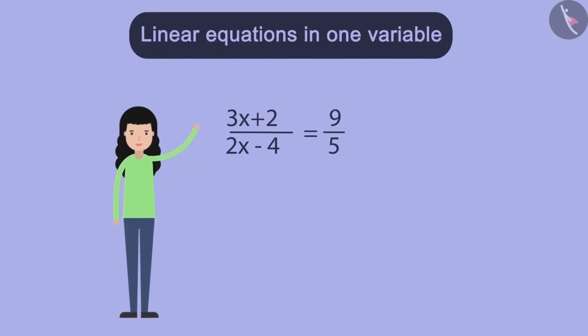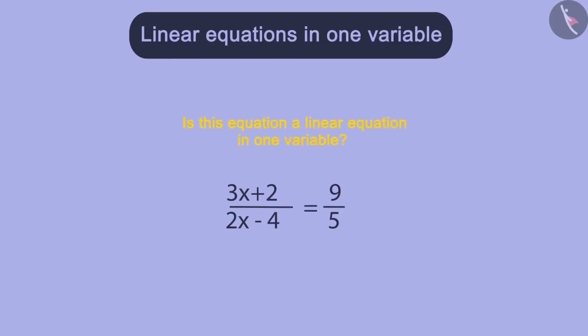Seema has been given this equation, and she is asked whether the equation is a linear equation in one variable or not. Now, as you can see, in the entire equation, only one variable x is present. So we can say that this equation is definitely an equation in one variable. But variable x is present both in the denominator and the numerator on the left-hand side. So, is this a linear equation in one variable? What do you think? Let us help Seema find this out.